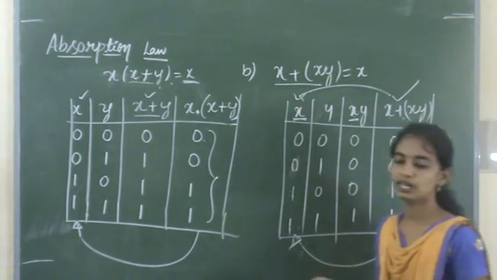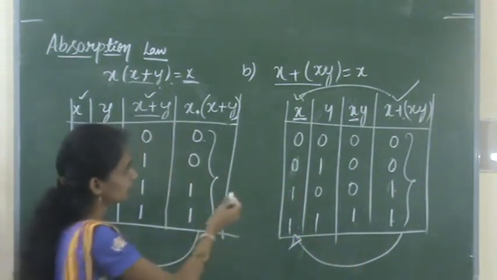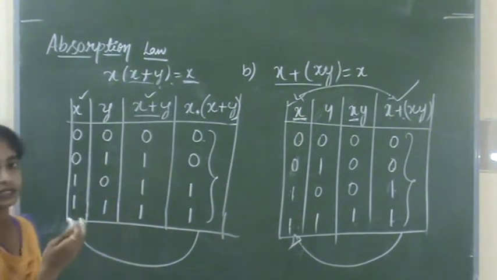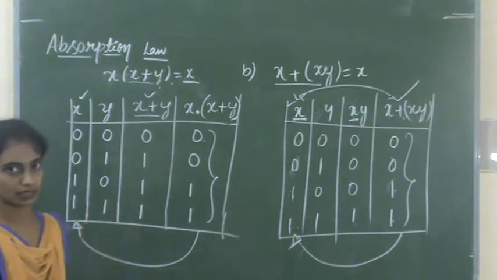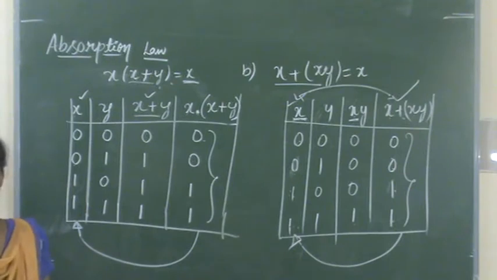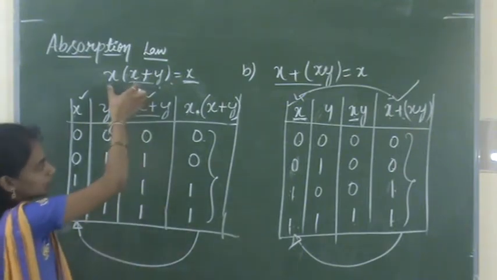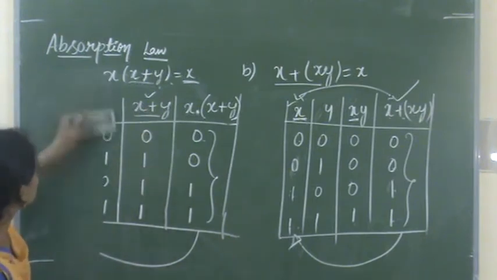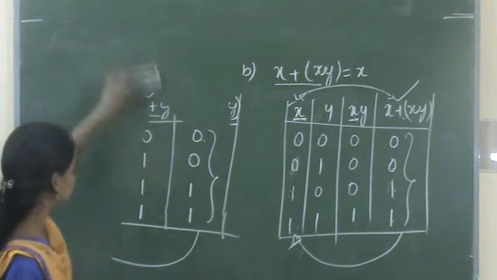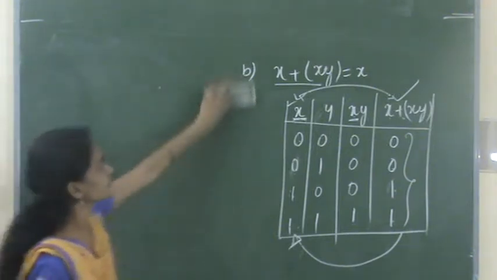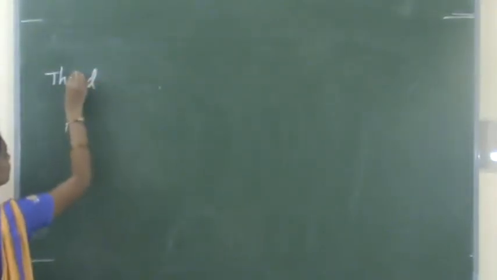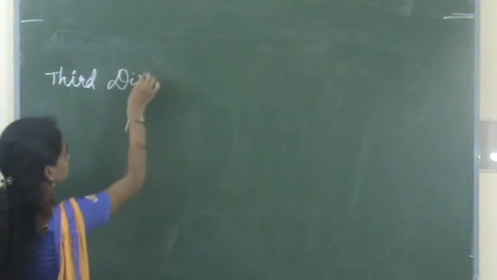So this is how we can prove that. By seeing the first column and last column, we can prove that x plus xy is equal to x. So this is about the absorption law. It absorbs the repeated values and we get the result, right? Then we have the last law, that is the third distributive law. Yesterday we studied the distributive law, and then we have another one, the third distributive law.